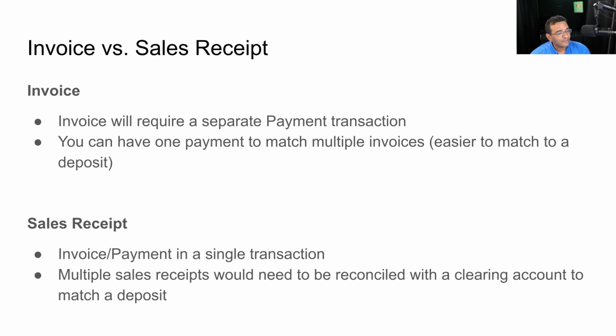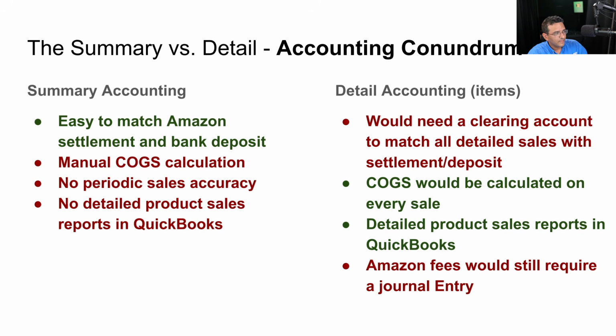Okay. Now the big debate of invoice versus sales receipt. I think that we covered this already, right? An invoice will require a payment. You can match one payment to multiple invoices, whereas a sales receipt, you would have to use a clearing account. That's the fundamental difference. So if you were to sit down with someone and say, hey, let me explain to you what the pros and cons of each is.